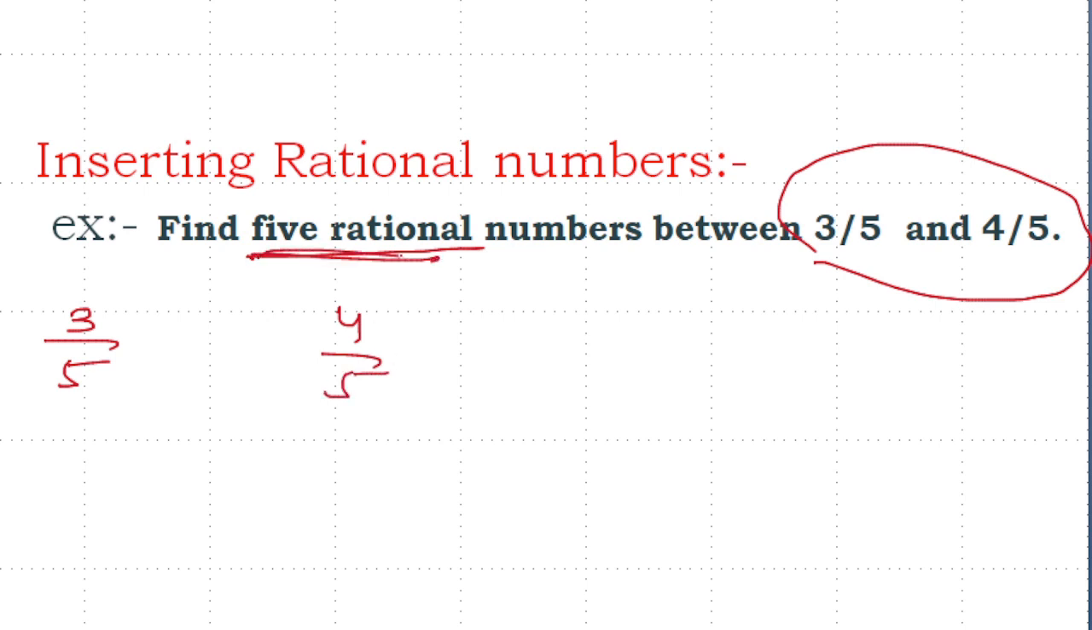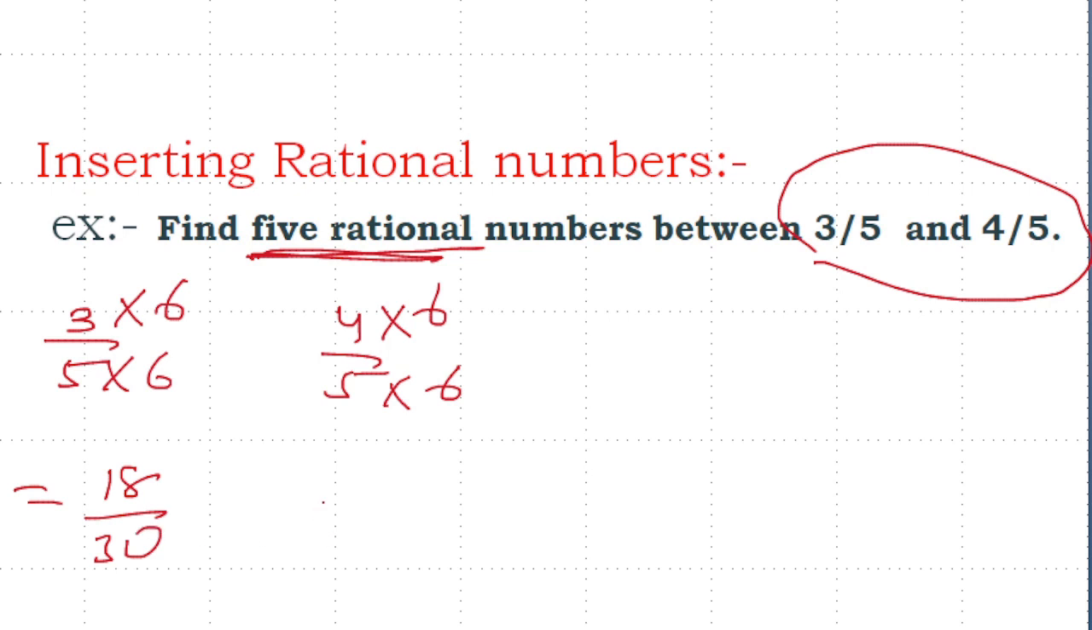Because we want 5 rational numbers, we will multiply with 6. Always remember, multiply by the next number after however many rational numbers it told you to include. Then what will you get? 18 by 30, 20 by 30. Only one in between, okay, no problem. We will see.